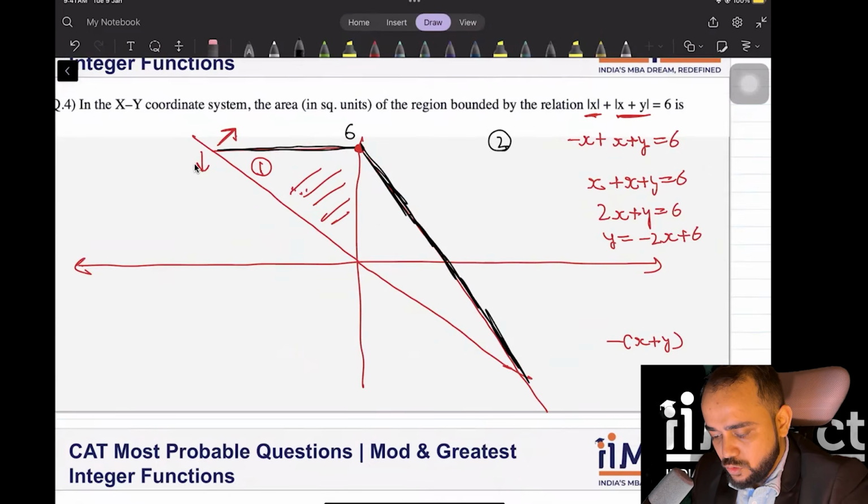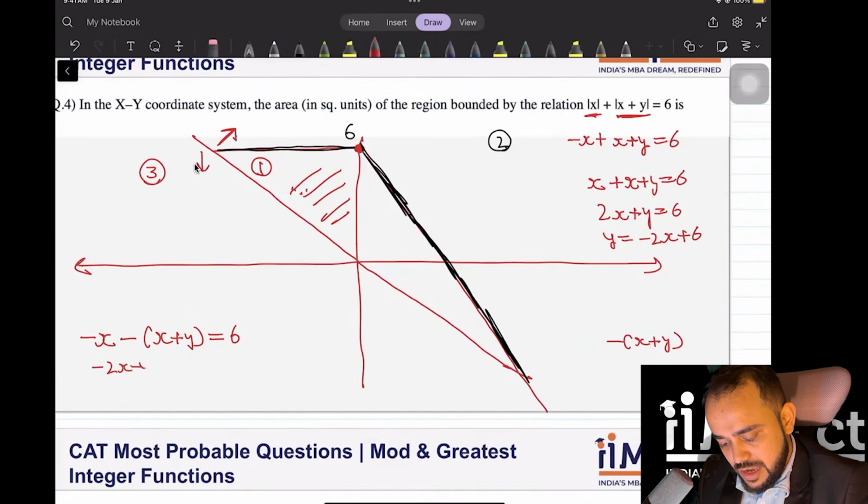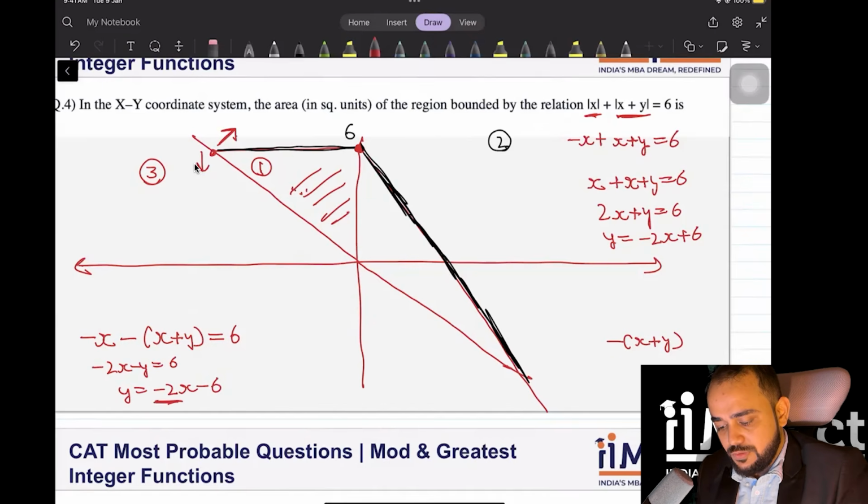Let's also then quickly move on to region number 3. What will you have here? Your mod x will open up as minus x, and your mod of x plus y will open up as minus of x plus y. So this whole thing should give me 6, or I am getting minus 2x minus y is equal to 6, or y is equal to minus 2x minus 6. So again, a line of slope minus 2. It will start from here, and it will keep on going till this point.